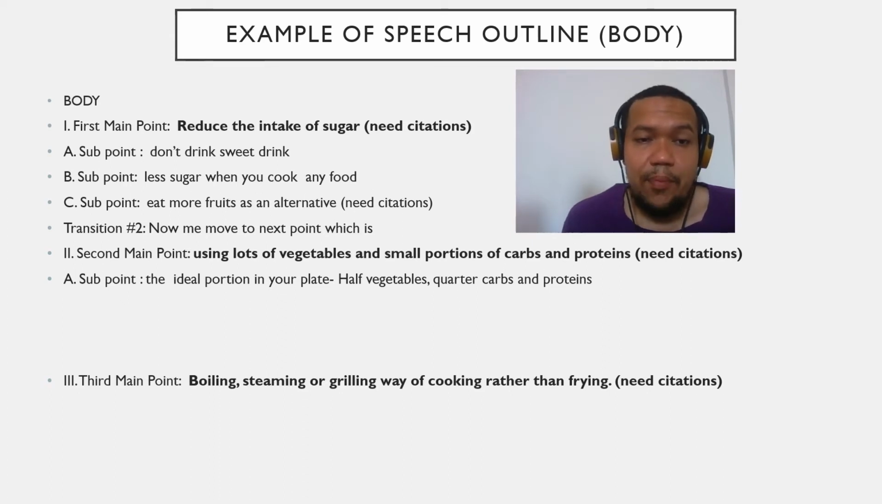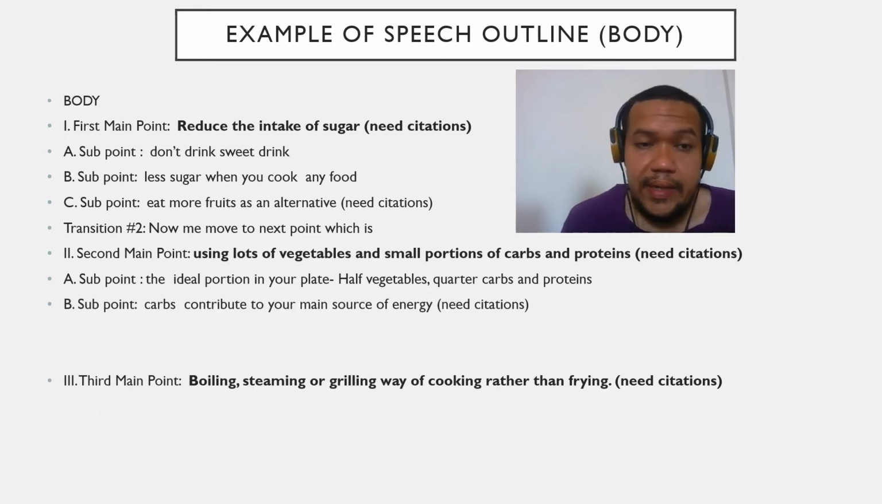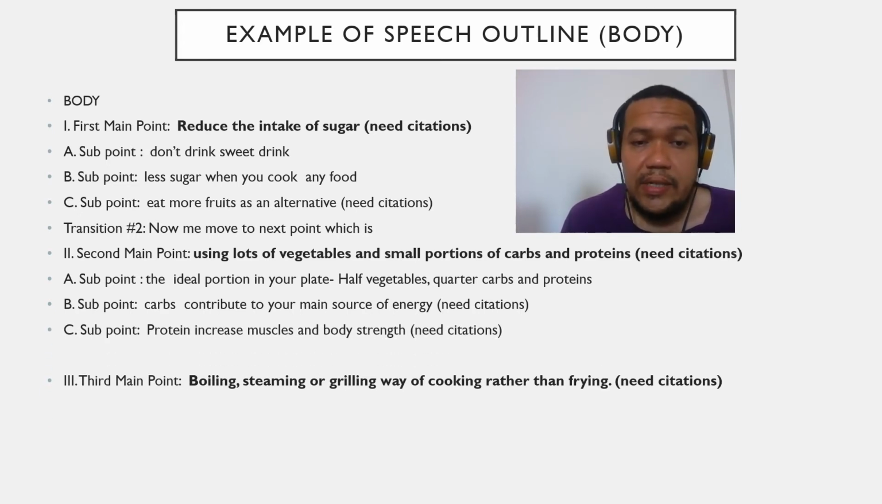For the first sub point, you tell about the ideal portion on your plate: half vegetables, a quarter carbs, and a quarter protein. That's the measurement, the ideal portion of having a healthy diet. The second sub point is carbs contribute to your main source of energy, and you need a citation because it's something scientific. Third is protein increases muscles and body strength, and you need a citation.